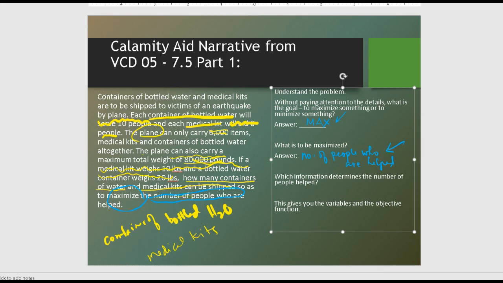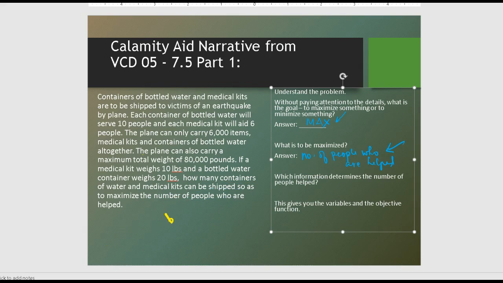Knowing what is to be maximized, you can now decide on the variables. So you read the problem again. By the way, don't erase anything. Don't write on the problems the way I'm writing, okay? Because it will be hard to erase. Now you pay attention to the details a little bit.